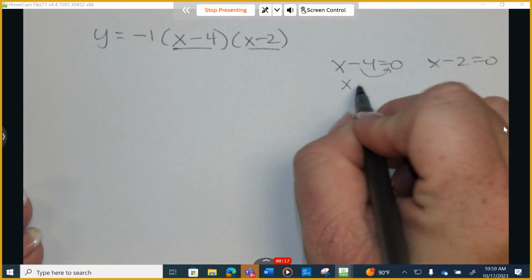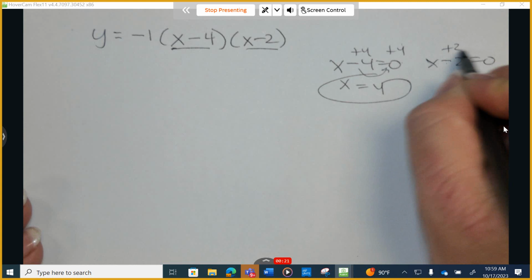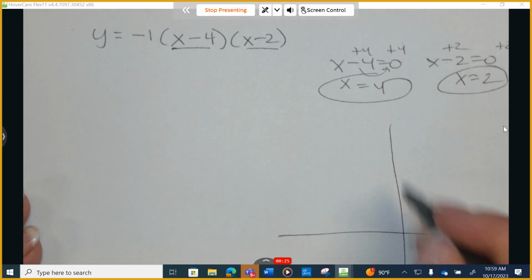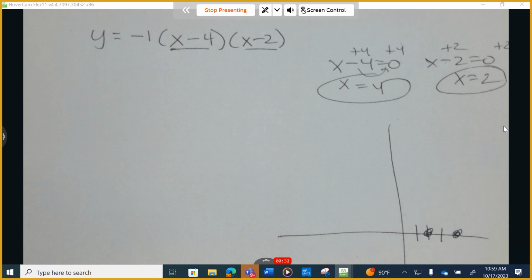So when I add 4 to the other side, I have plus 4, 0 plus 4 is 4. Plus 2, x equals 2. So I make my lines, and I go 1, 2. Okay, that's one x-intercept. And then 4. 1, 2, 3, 4. Simple enough. We're good to go.